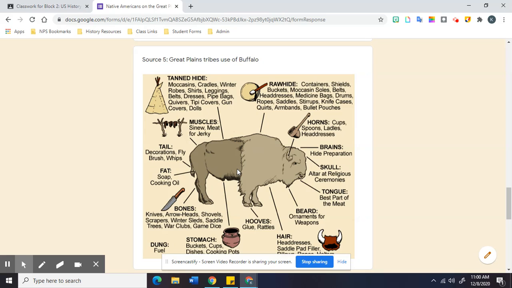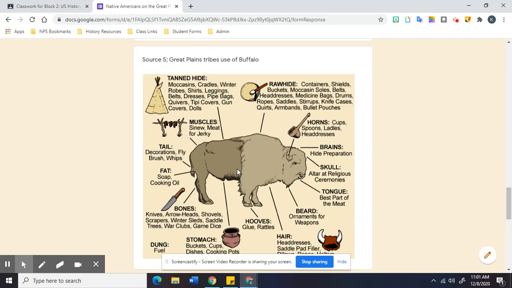So, tanned hide, that means they skin it and it has skin on one side and fur on the other. They used it for moccasins, cradles, winter robes, shirts, leggings, belts, dresses, pipe bags, quivers, teepee covers, gun covers, dolls. They used the rawhide for containers, shields, buckets, moccasin soles, belts, headdresses, medicine bags, drums, ropes, saddles, stirrups, knife cases, quirts, armbands, bullet pouches. They used the horns for cups, spoons, ladles, headdresses.